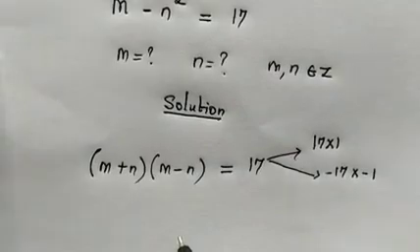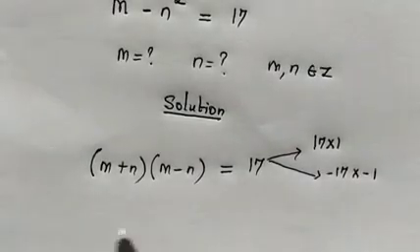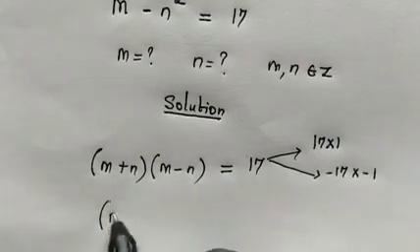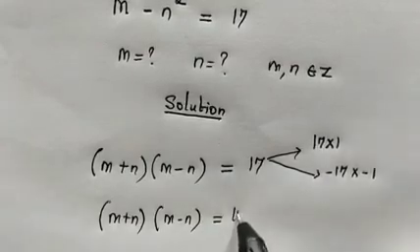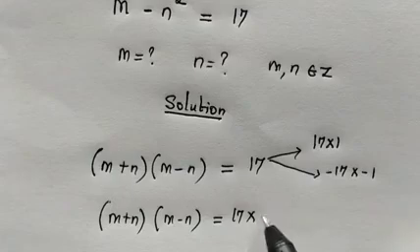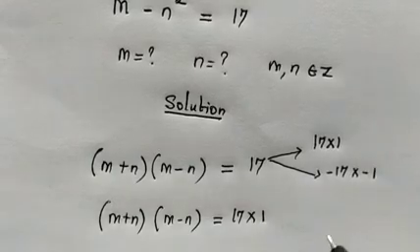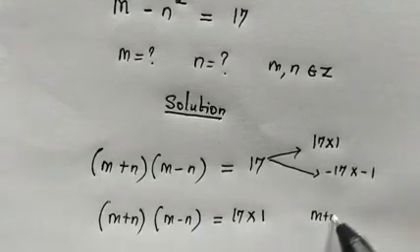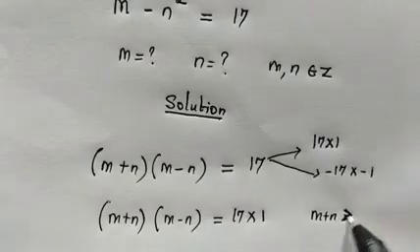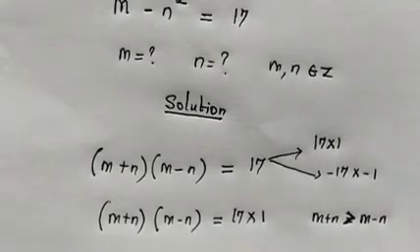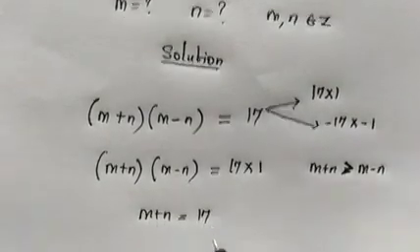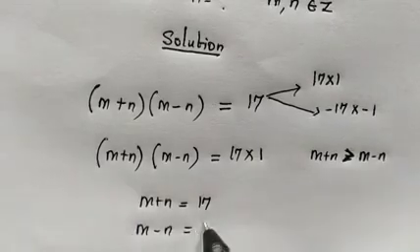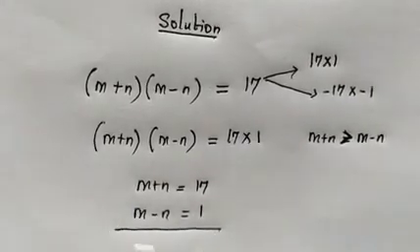Now, here we're going to compare the following. First, we have m plus n multiplied by m minus n is equal to 17 times 1, right? So here we know m plus n for positive integers is greater than m minus n. So here m plus n is going to be equal to 17, while m minus n is going to be equal to 1. We're going to use the elimination method to solve this problem.